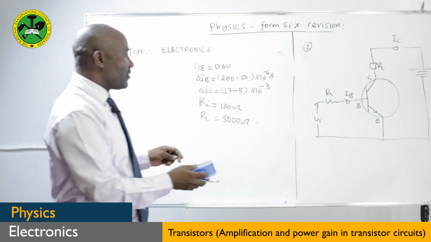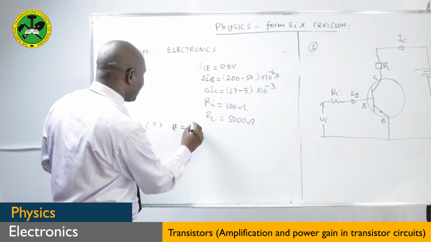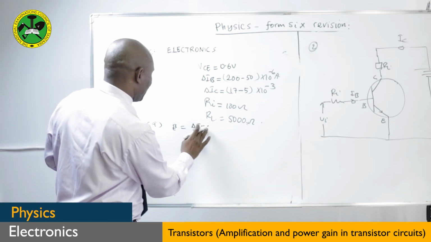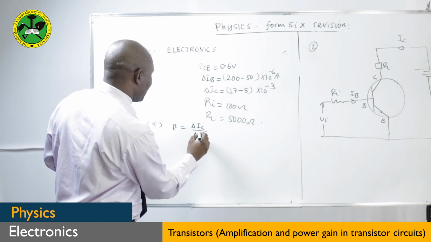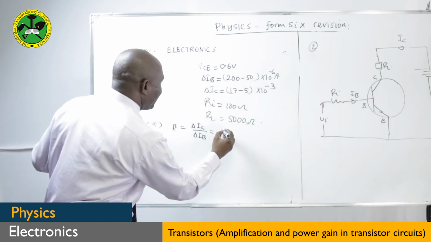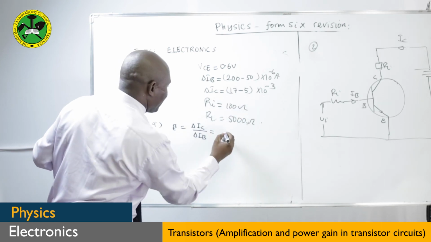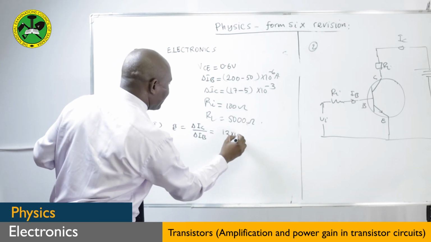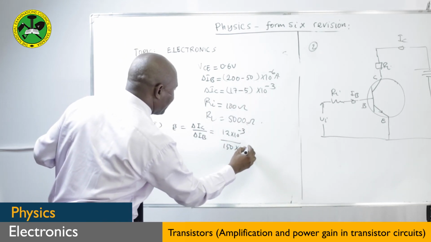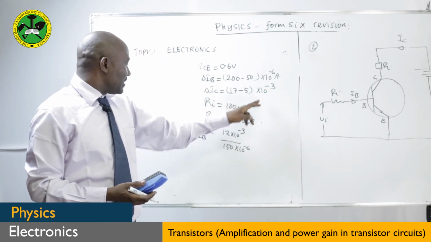Now, what is the question asking? Let's see what the question says. The current gain equals the change in the collector current over the change in the base current. So you're supposed to find the differences here. This difference is giving us 12, the collector change, times 10 negative 3. And this difference is giving us 150 times 10 negative 6. So this is the current change in the output.